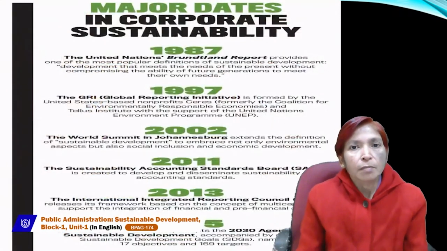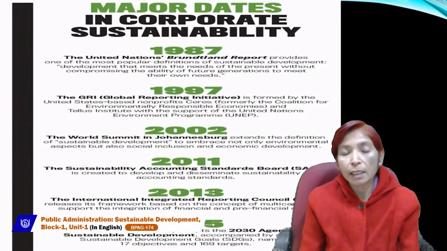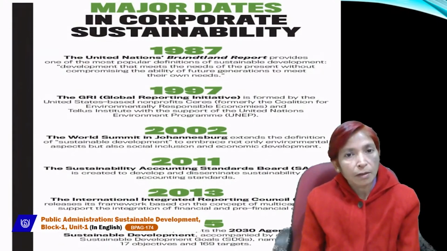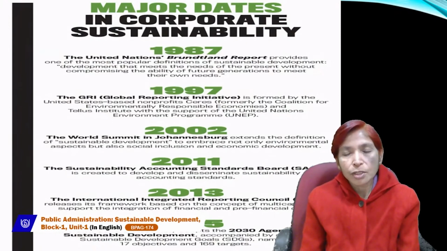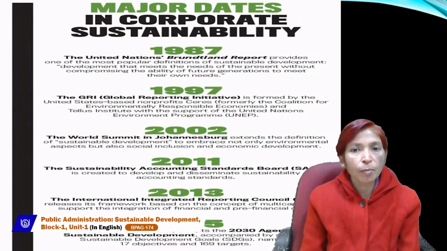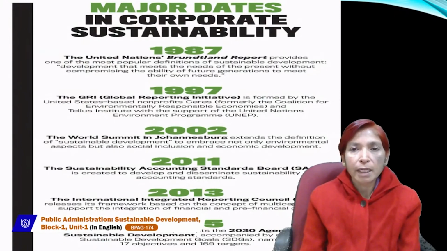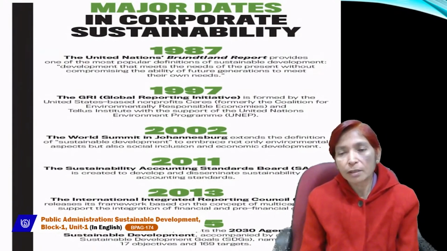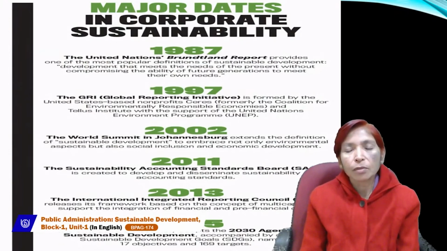Next is major dates in corporate sustainability. You know that 1987 is the very well-known year. In this year, the United Nations Brundtland Commission report provided this concept of sustainable development. One of the most popular definitions of sustainable development given by the Brundtland Commission report is: development that meets the needs of the present generation without compromising the ability of future generations to meet their own needs.